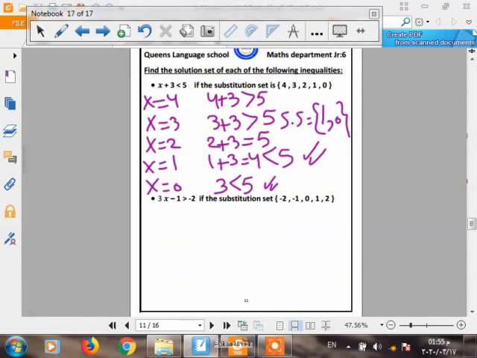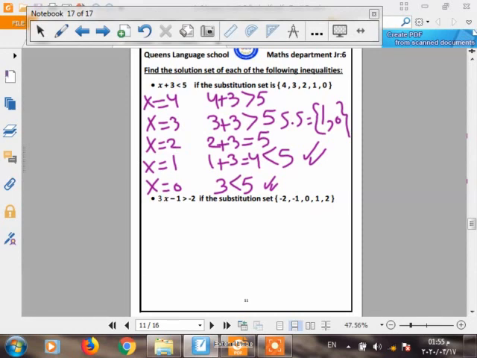Find the solution set of each of the following inequalities. x plus 3 less than 5. The substitution set is 4, 3, 2, 1, 0. I'll check each element in the substitution set. If x equals 4, then 4 plus 3 is greater than 5. It cannot be in the solution set.